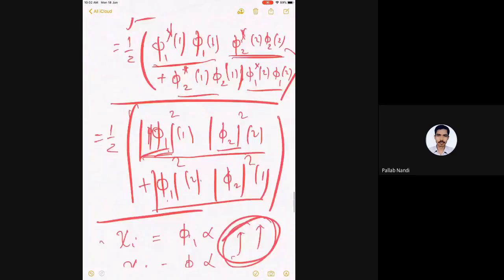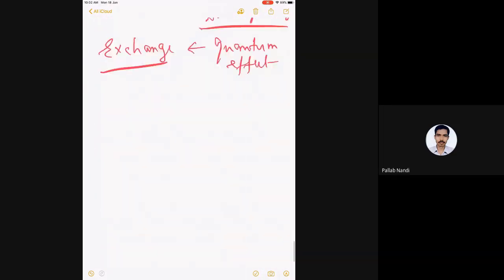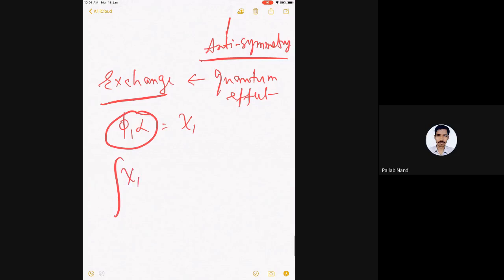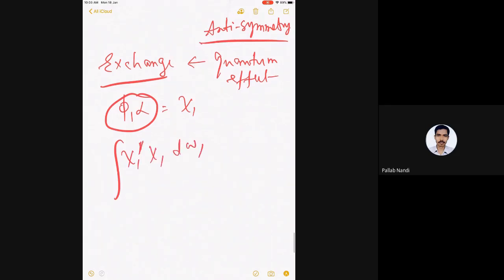For example, take a simple 1 electron case. Forget about 2 electrons. So 1 electron, let's say my spin orbital is phi 1 alpha. How will I integrate this function? Let's say this is chi 1, right? So I'm now calculating chi 1 star chi 1, integrating over d omega 1. Only spin I am integrating. I will write this as phi 1 star alpha star 1, phi 1 alpha 1, and d omega 1.